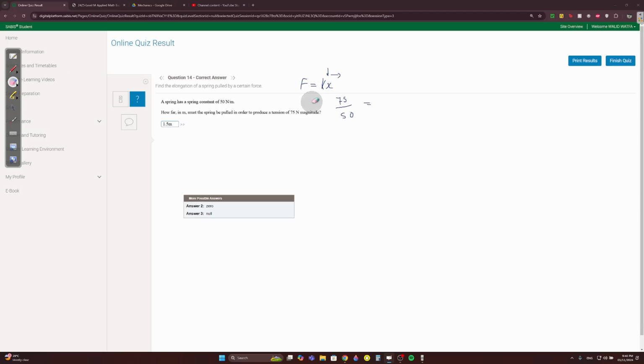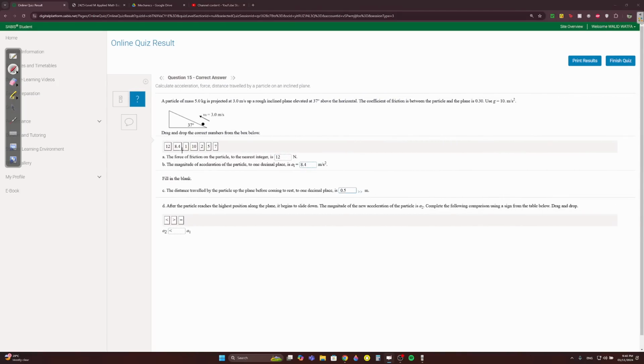Sorry, I have to rearrange it. To find x, we take k to the other side. You get F over k. The force is 75. The spring constant is 50. When you divide these, you get x is equal to 1.5. It doesn't get simpler than this. These questions are direct applications of forces. 1.5.